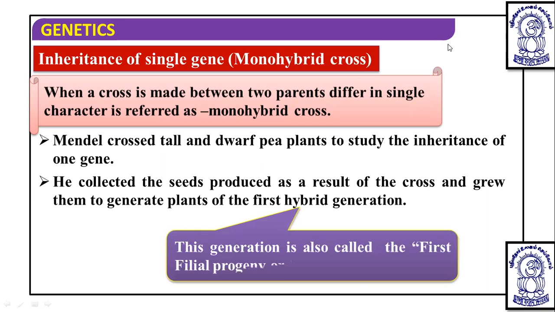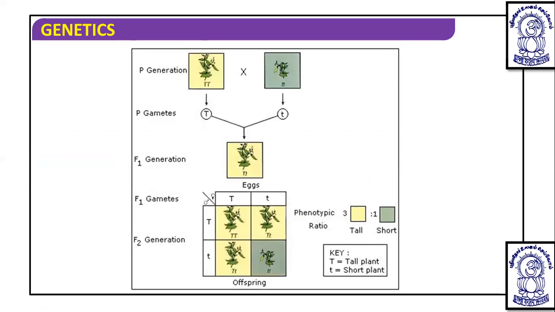This generation is also called the first filial progeny, or the F1 generation, or first daughter generation. Filial means daughter: the first daughter progeny of the first generation. And he carried out the cross like this.